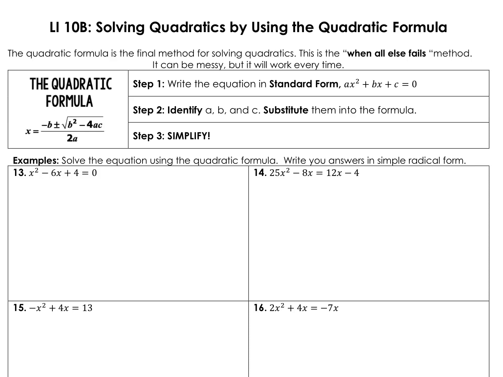The first thing you've got to do is make sure that it's written in standard form. So ax squared plus bx plus c equals 0. Step 2, figure out what is a, b, c, plug them in the formula, and then you just have to simplify step by step. So here's the formula.